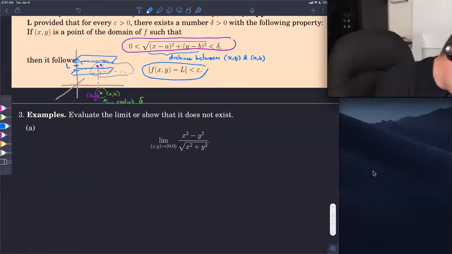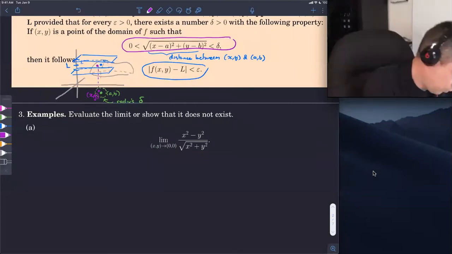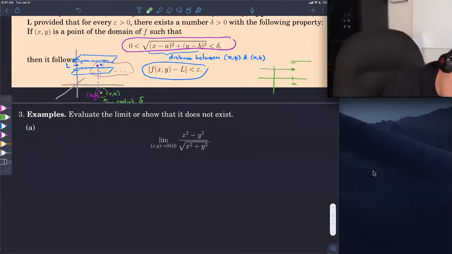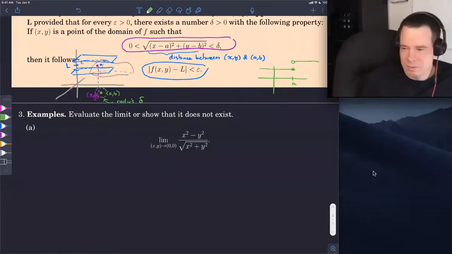I'll give you a one-dimensional contrast for this, from Calculus 1. I'll pose it as a question first. There's our function, I've sketched it in green. Does the limit exist at A? Yeah, the limit does not exist at A.